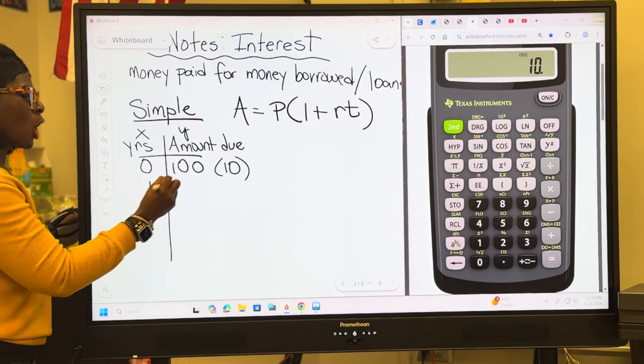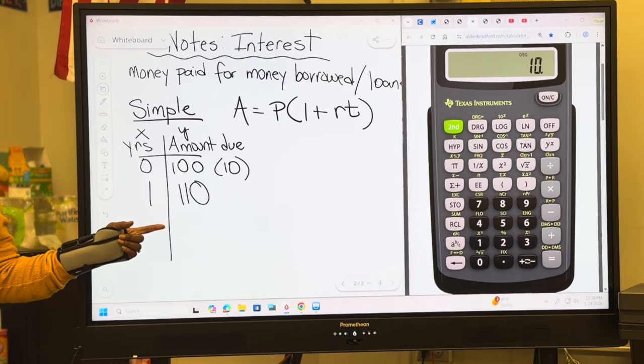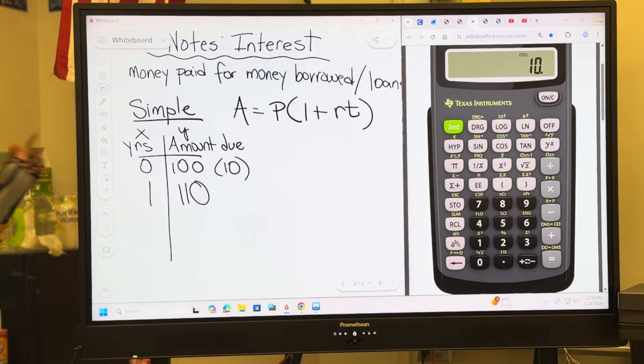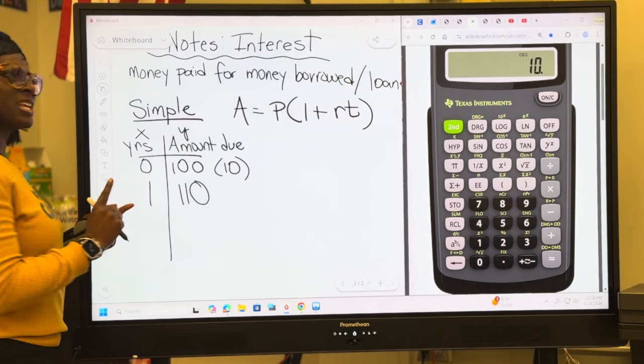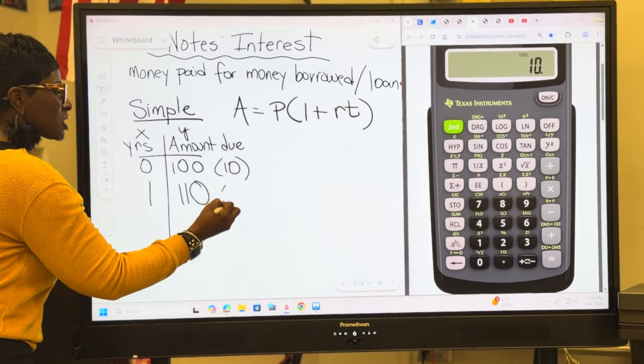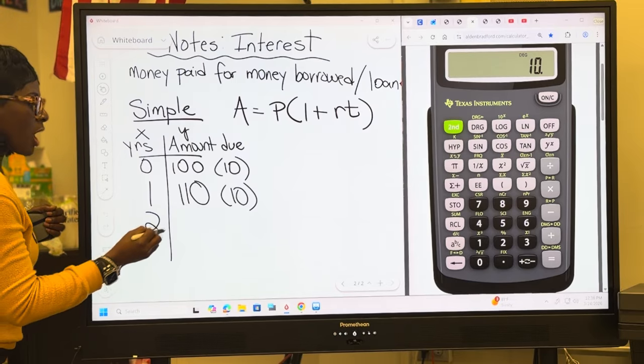So what is Aiden going to owe me at the beginning of this next year? $110. Is everybody following? Does that make sense? Yes. Well, let's do it again. Because Aiden is not just holding my money for 1 year. He's holding it for 3 years. So how much is Aiden going to owe me at the beginning of year 2? 120.